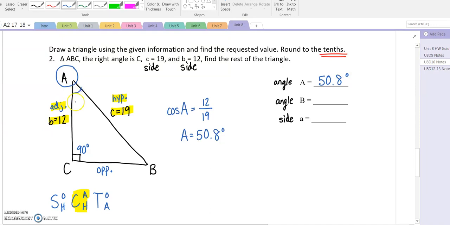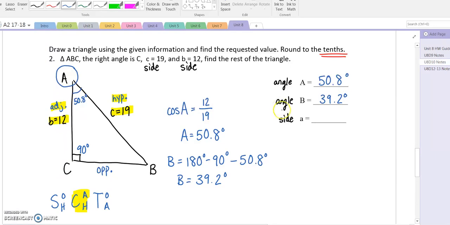Alright, so now I know two angles. I know the 90 and I know my 50.8. So to find my third, I should be able to just subtract from 180. So to find B, I'm going to do 180 degrees minus 90 minus 50.8. And we would type that in our calculator, but I'll help you out here. It should be 39.2 degrees. Yep, so 39.2 degrees there is angle B.